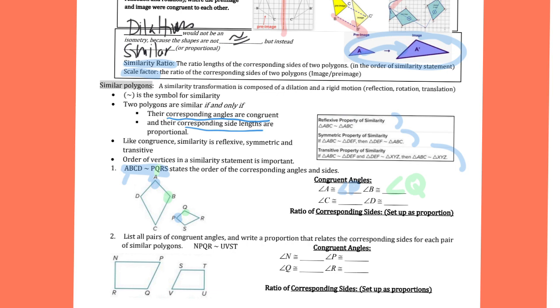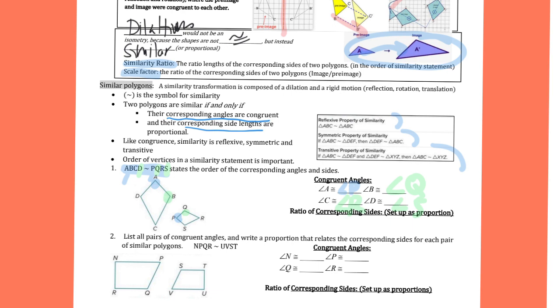So the corresponding angles must be congruent to each other in the pre-image and the image. And then C looks like it would be R. And then D, the last one right here, corresponds to S, so angle S. So the corresponding angles should be congruent and the corresponding sides should be proportional. We'll nod towards that, but we'll do it when we get to numbers.